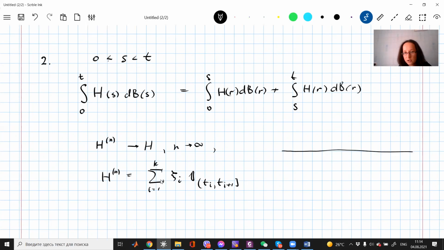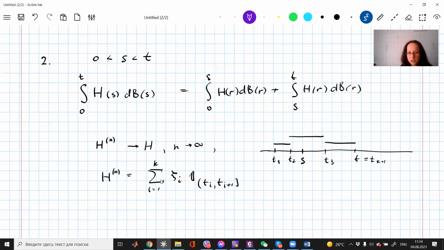So let me draw the picture. If I have two points s and t, and for example, I have an approximation h_n with points t_1, t_2, t_3, and here t is equal to t_k, t_{k+1}. So I can add to this. I have such a process, for example, it is a step process, and I can add this point s and consider the same process, but with steps on these subintervals. So I just add another point in my partition.